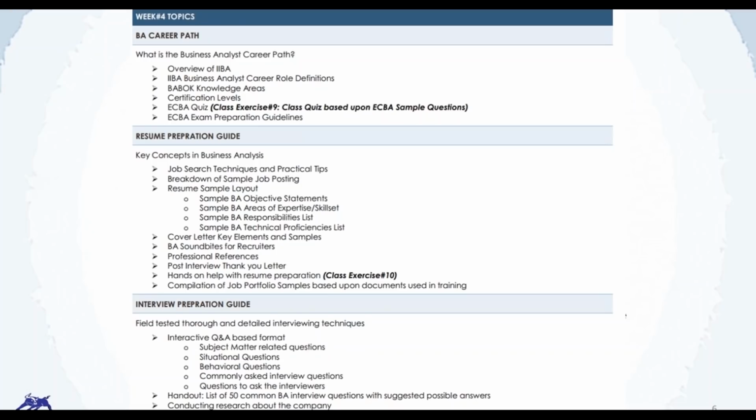We also go over key concepts related to resume preparation, job search techniques, breaking down the job posting, lots of sample resumes, cover letter, sound bites for recruiters, tips on professional references and thank you letters, hands-on help with resume preparation, compilation of plenty of job portfolio samples, and real-world examples of what exactly projects look like. So we have some sample projects related to finance, telecommunication, retail industry, which we go over in the class.